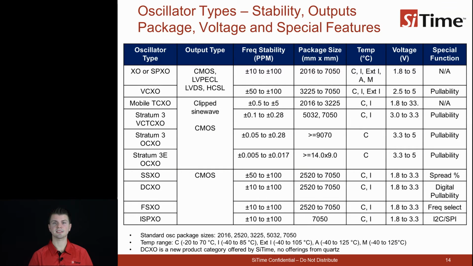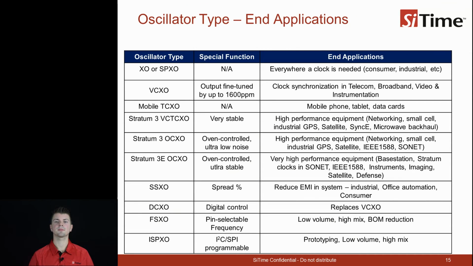We won't cover this slide since we have already touched on most of the details, but it is a good slide to use as reference for anyone that would like to take a quick screenshot. Similar to the previous slide, this one maps out oscillator types to end application and can be very useful in the future. SPXO has a very broad usage from consumer to industrial and also datacom. VCXO is used in telecom for clock synchronization, clock recovery, and jitter cleaning. Mobile TCXO is used in mobile handsets and also tablets.